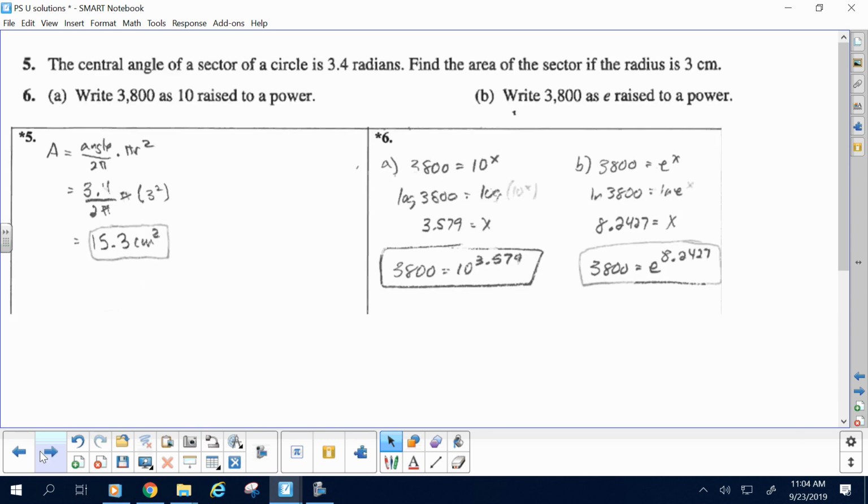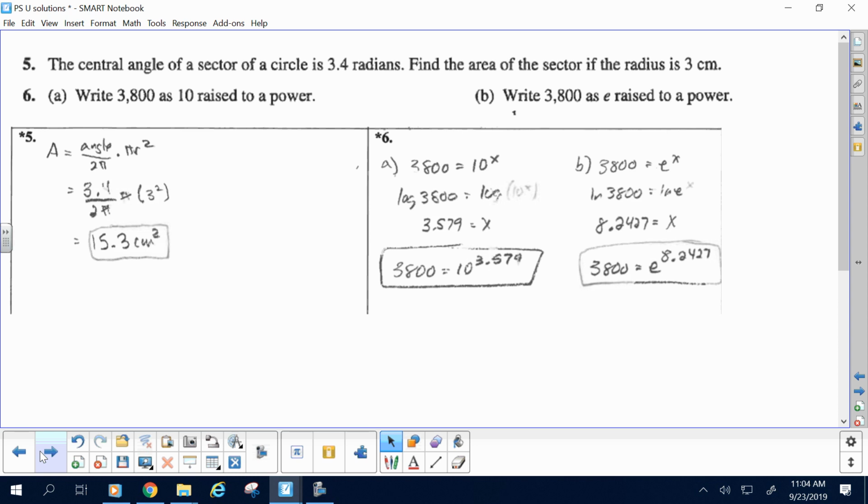Number 5, the central angle of a sector, the area of a sector. Area of a sector is a fraction of the area of a circle. In this case, then, the fraction you have is 3.4 out of 2 pi total radians. Answer 15.3 square centimeters.